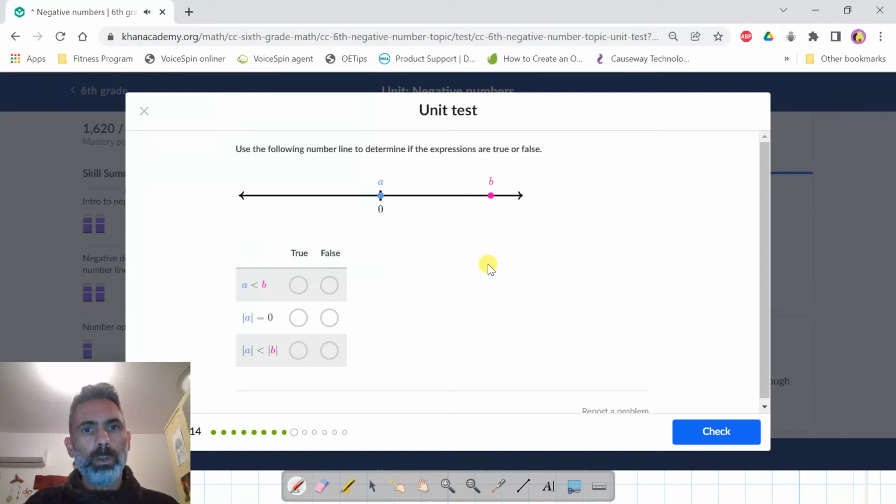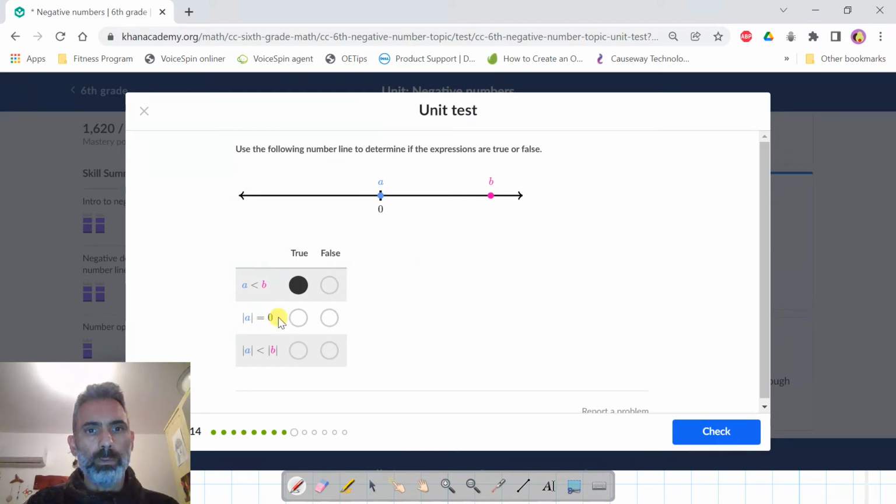Okay. Use the following number line to determine if the expressions are true or false. A is less than B. That is correct because A is 0 and it is to the left of B. So A is less than B.